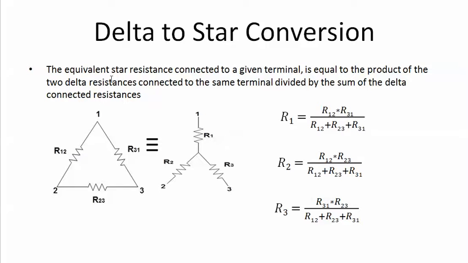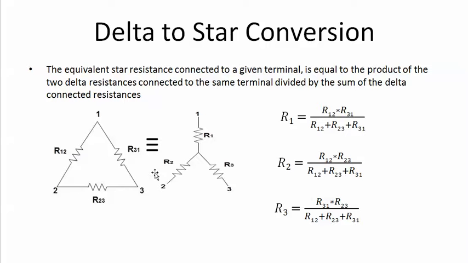So the equivalent star resistance connected to a given terminal is equal to the product of two delta resistances connected to the same terminal divided by the sum of the delta connected resistances. That is, this is the delta system: R12, R31, R23. So we have to find out the star equivalent. Suppose this be the R1. It will be the product of the resistances connected to this terminal, that is R12 into R31, divided by the sum of all the resistances.